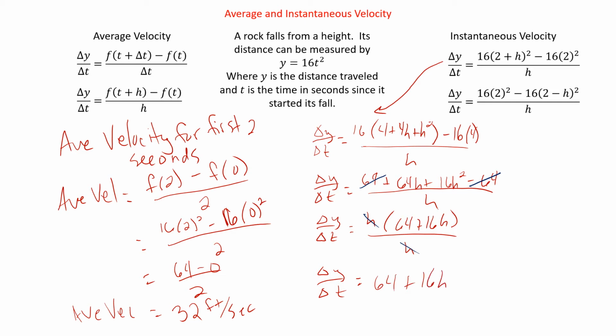Now, if we do the exact same thing with the other one, we can follow along with the same steps, and we're going to get delta y over delta t equals 64 minus 16h. It's going to switch places there. So what we have is one that's just a little bit bigger and one that's just a little bit smaller.